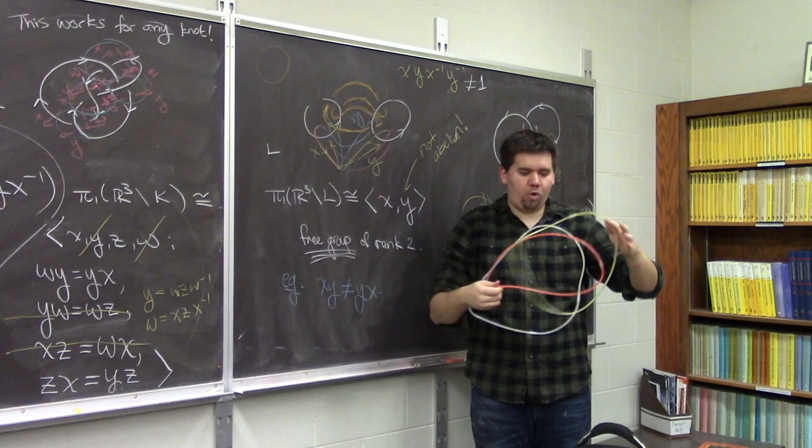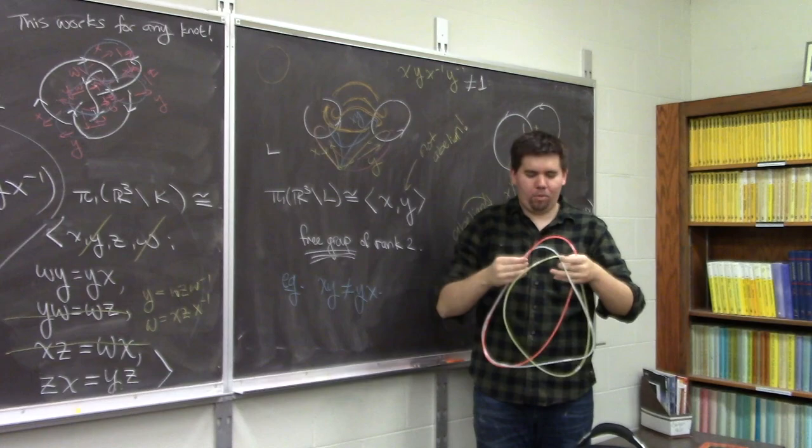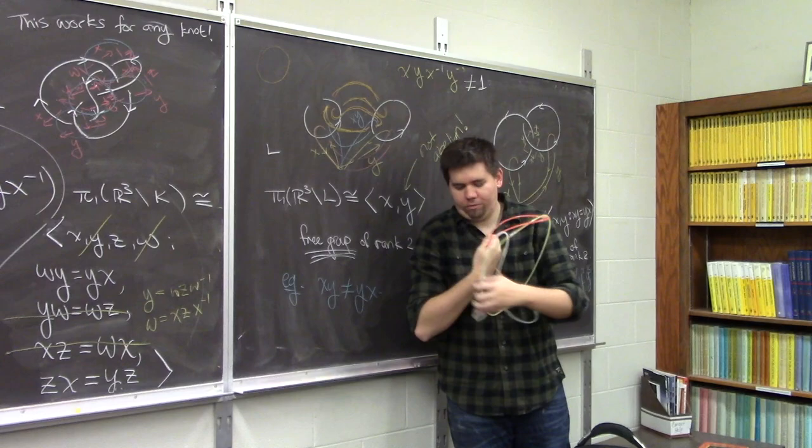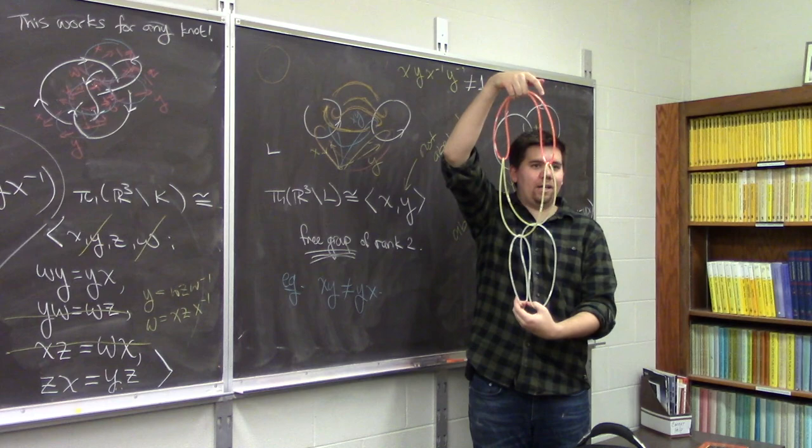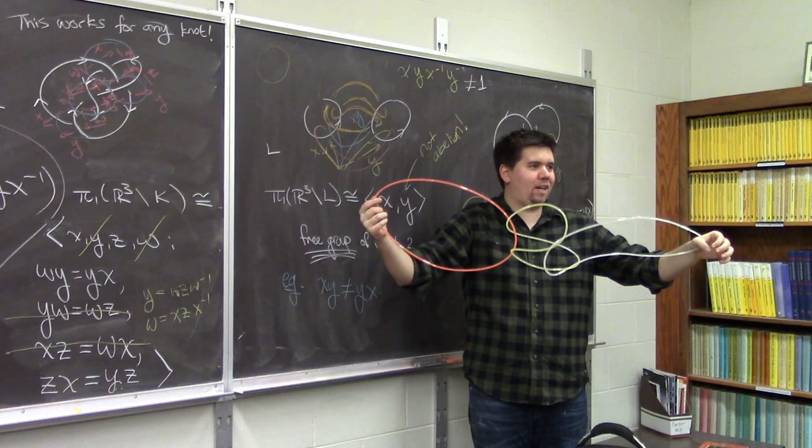Or like the white guy and the orange guy, I could pull them away. The orange guy and the white guy are not linked. So I could pull the orange guy free from the white guy. They're not linked to each other. But the yellow guy's holding them together. So no two of them are linked, but they're all stuck together. That's what we just proved. So that's one way of visualizing them.